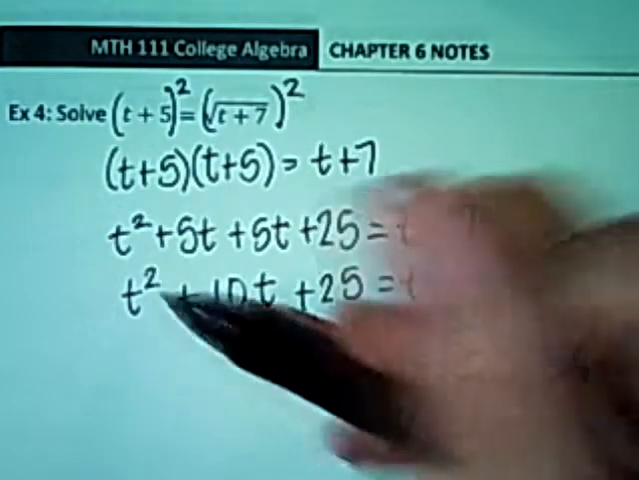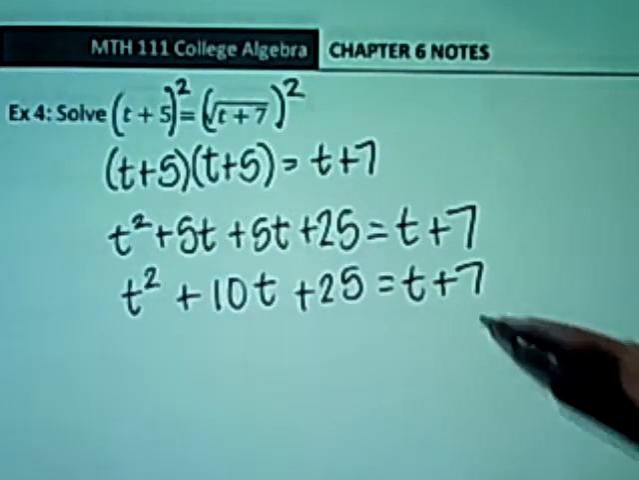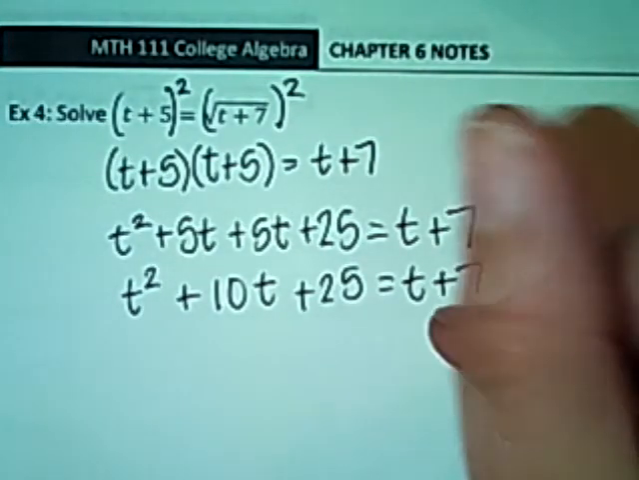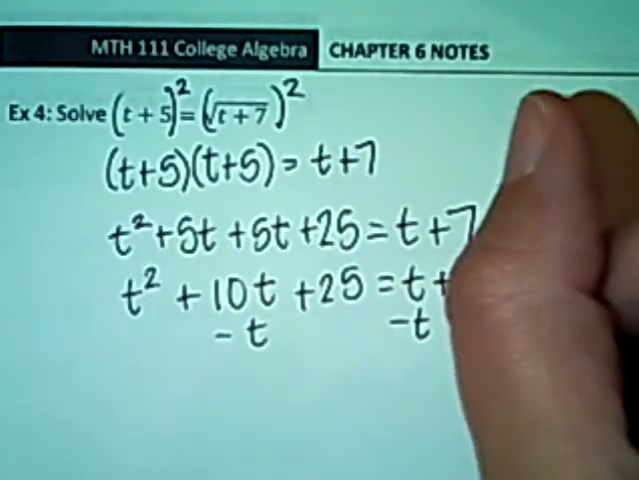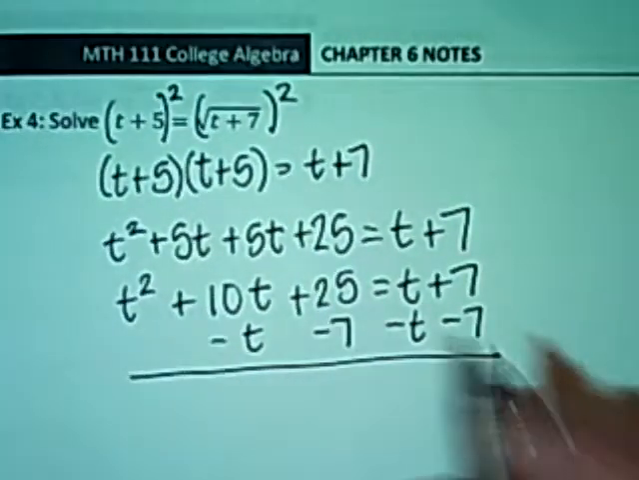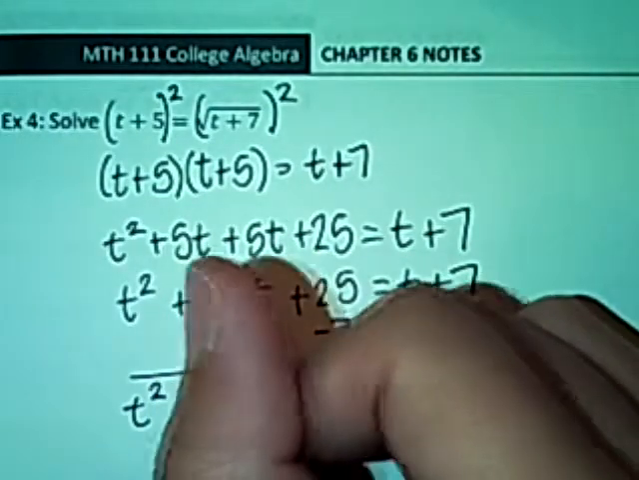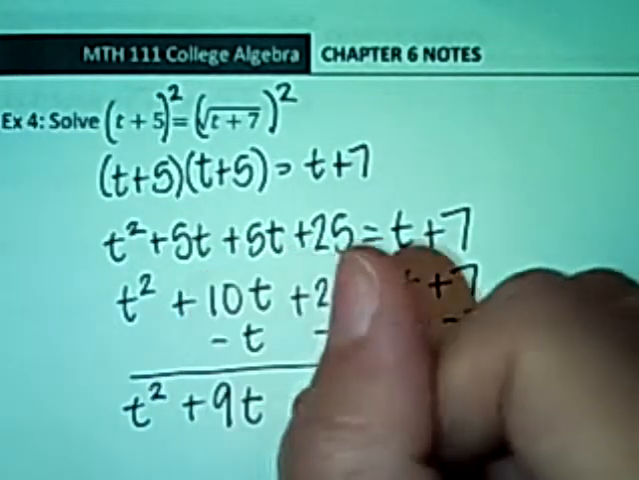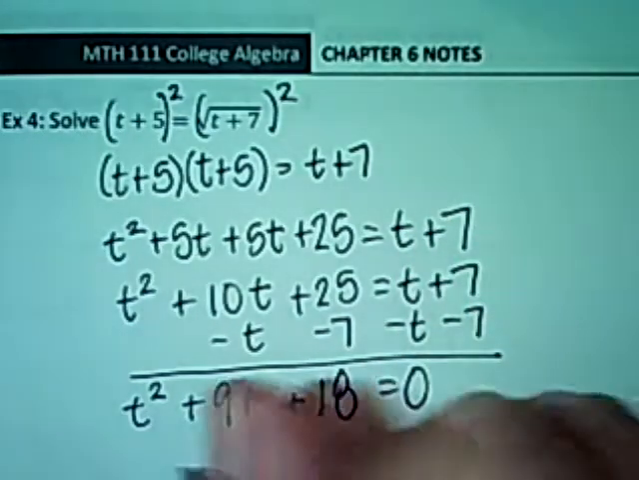Because I have this t squared, that means I'm going to have to end up factoring. So in order to factor, you have to have 0 on one side of the equation. So to do that, I'm going to have to subtract off this t and subtract off this 7. So I'm going to have t squared plus 9t plus 18 is equal to 0.